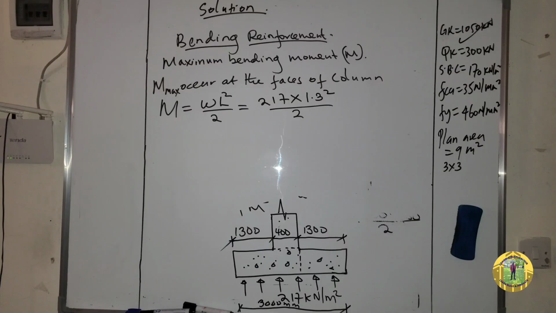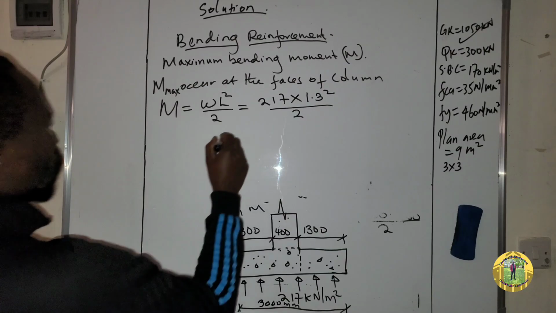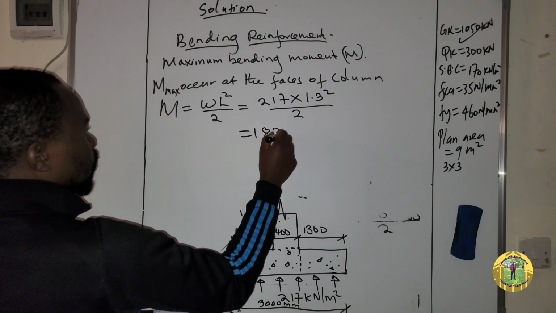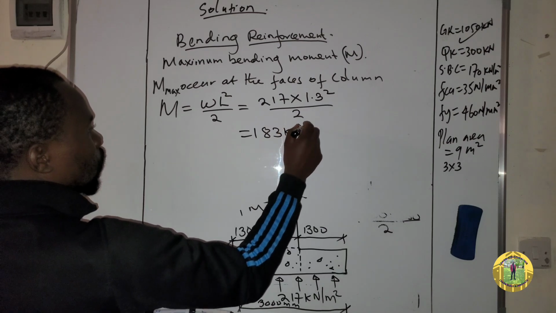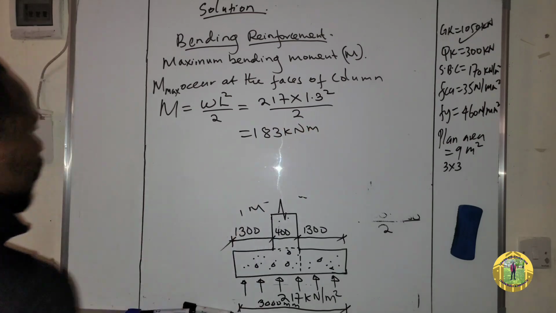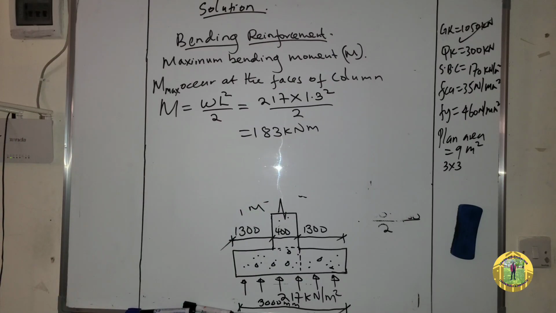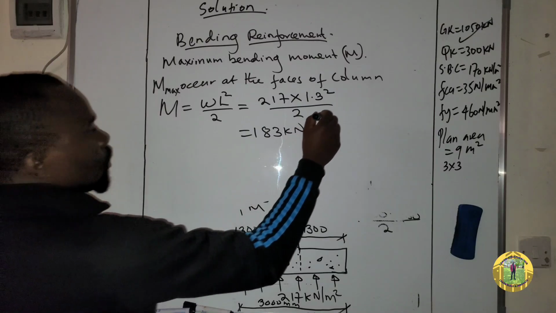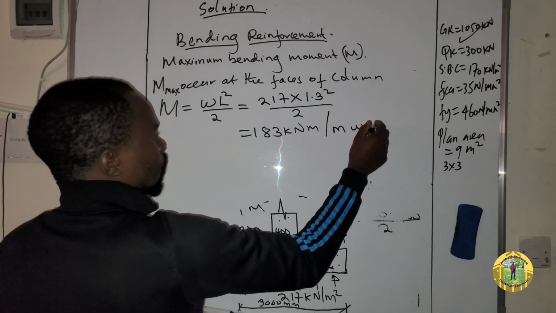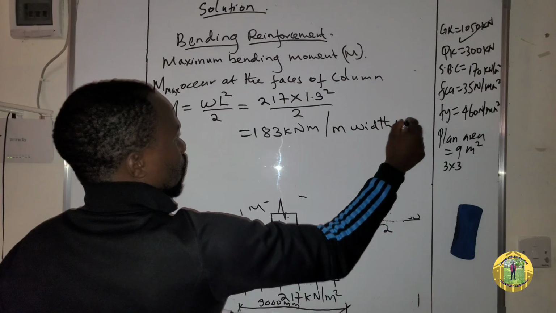So let's punch our calculator. So this one is equal to 183 kilonewton meter. And remember, we are considering a 1 meter width of the slab. So 183 kilonewton meter per meter width of the slab.